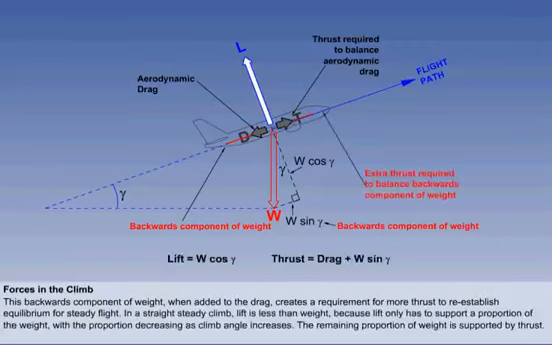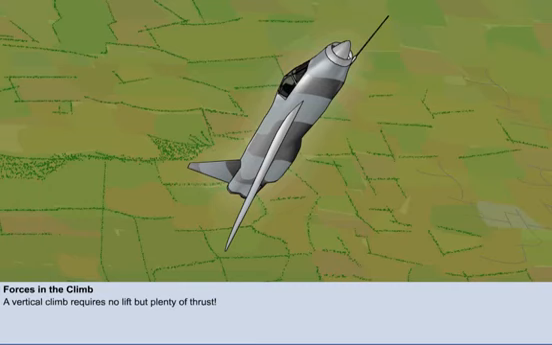In a straight steady climb, lift is less than weight, because lift only has to support a proportion of the weight, with the proportion decreasing as climb angle increases. The remaining proportion of weight is supported by thrust. The ultimate illustration of this would be a vertical climb, where no lift is required, but lots of thrust is.